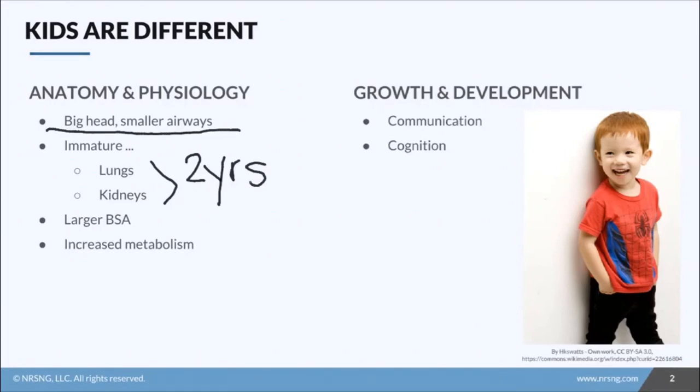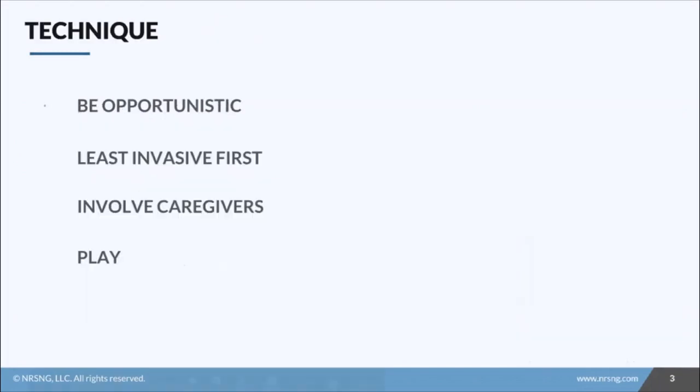Kids also have a larger body surface area, and this makes them more at risk for hypothermia and dehydration. Their increased metabolism impacts medication dosing and also the way that we approach nutritional considerations. And as for growth and development, you already know that everything we do is 100% influenced by kids' ability to communicate and understand what's happening to them. And that's pretty much all you need to know for this lesson. We'll give more specifics on growth and development in those lessons.